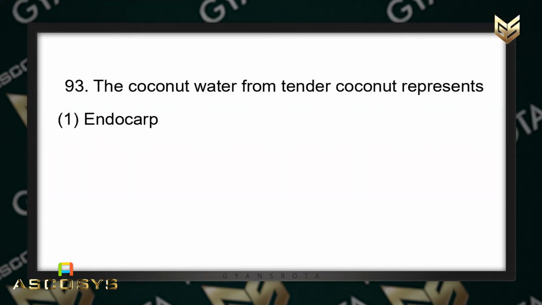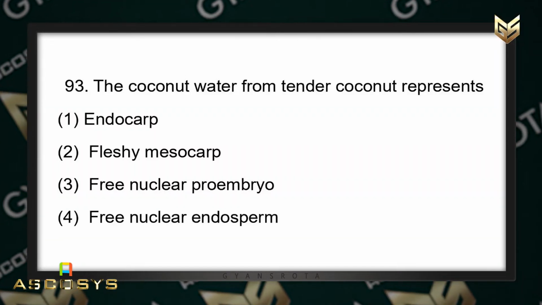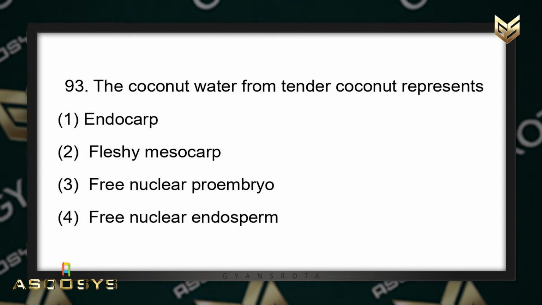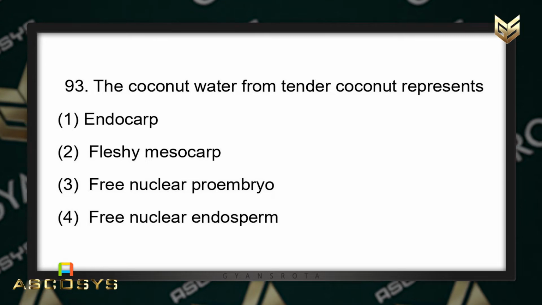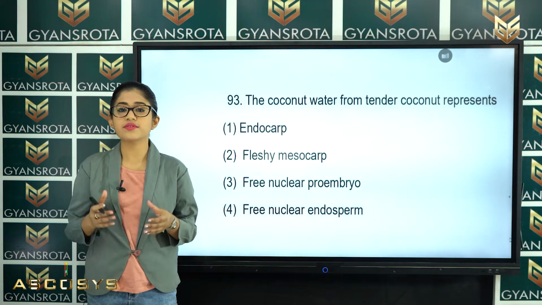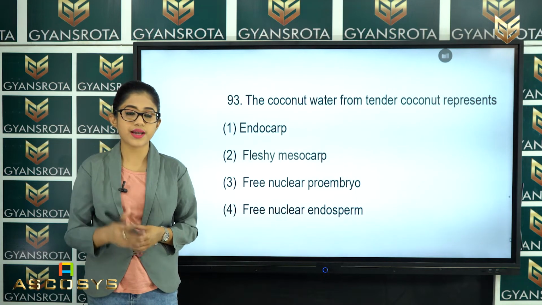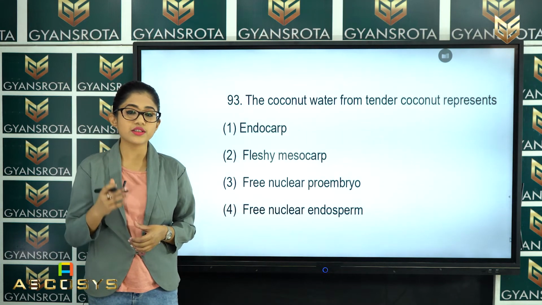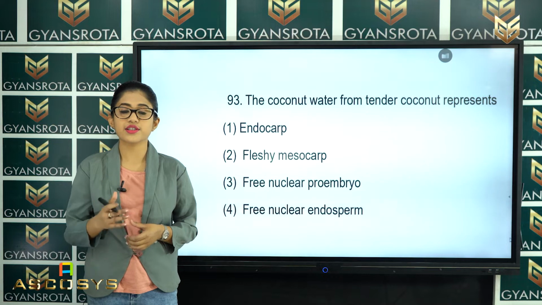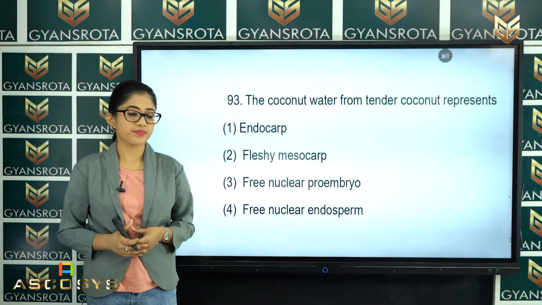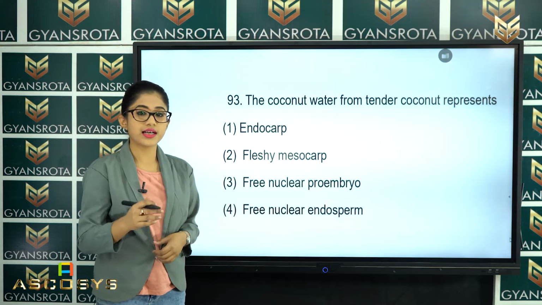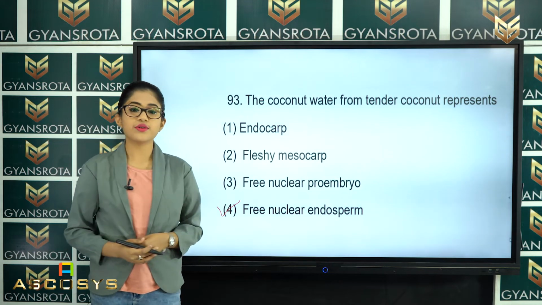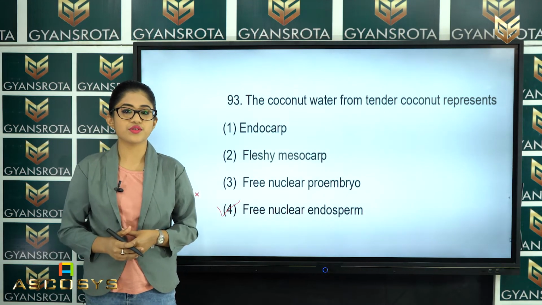The coconut water from tender coconut represents endocarp, fleshy mesocarp, free nuclear proembryo or free nuclear endosperm. This is also a very easy question and we have discussed this in the chapter Morphology of Flowering Plants. We discussed the types of endosperm, and the coconut water from tender coconut is actually free nuclear endosperm. So among these 4 options, the correct option is option number 4, free nuclear endosperm. So this is the correct answer of this question, right?